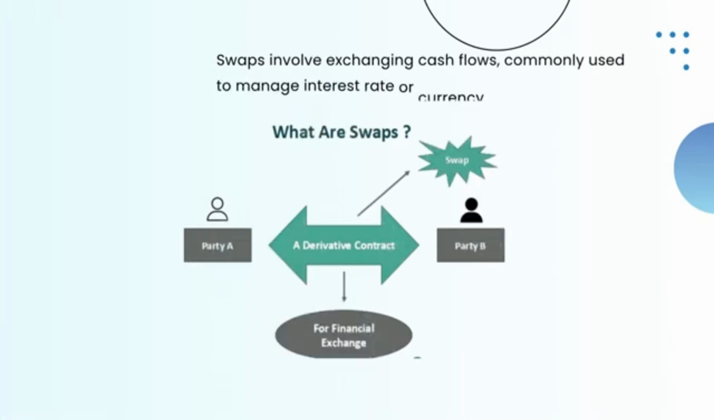4. Swaps. Managing interest or currency risk. Swaps involve exchanging cash flows, commonly used to manage interest rate or currency exposure. Example: two firms exchange fixed and floating interest payments to manage rate fluctuations.